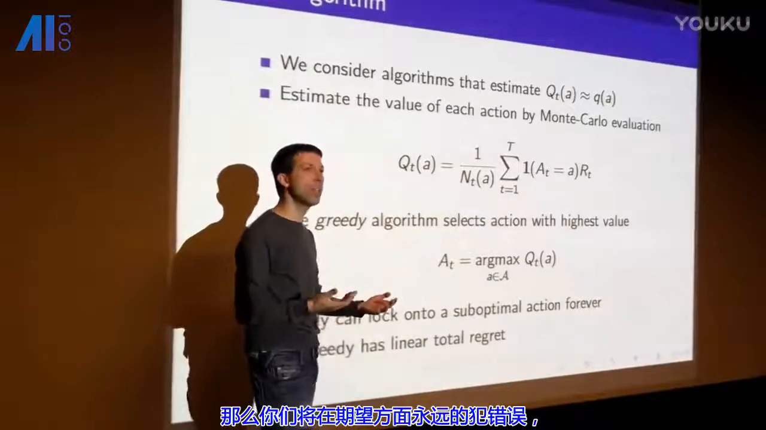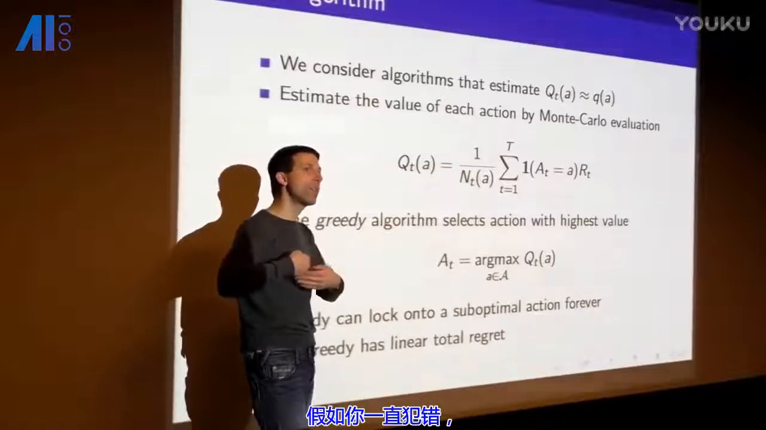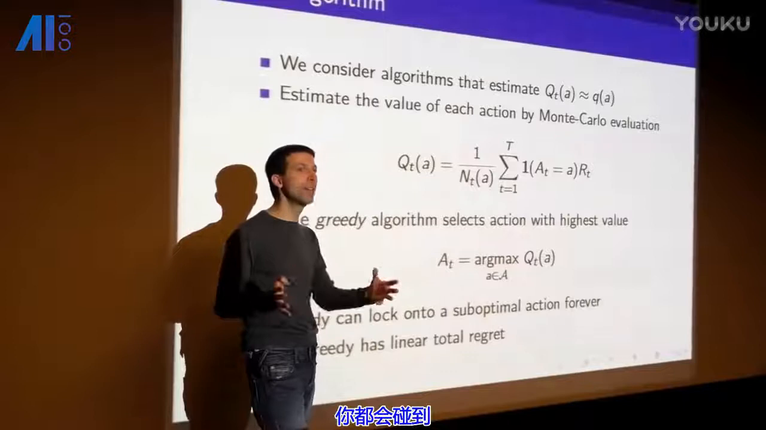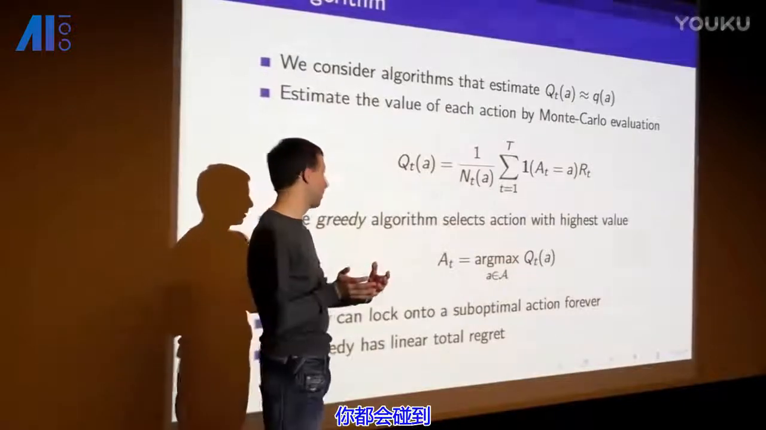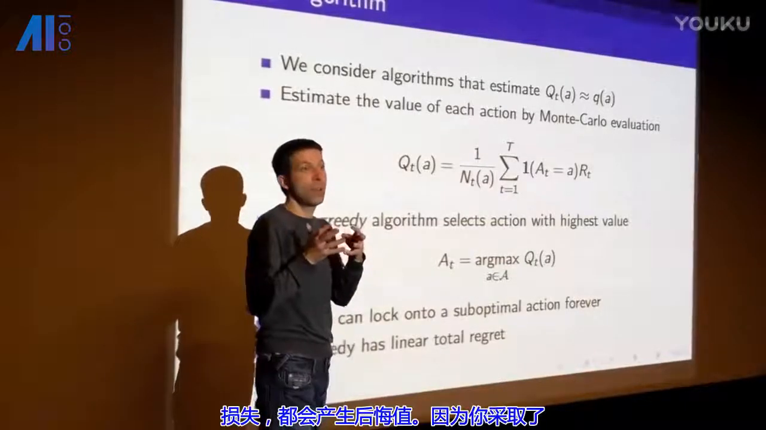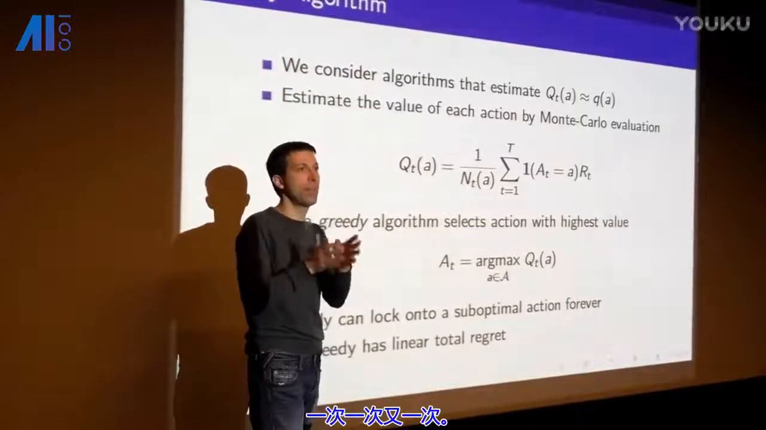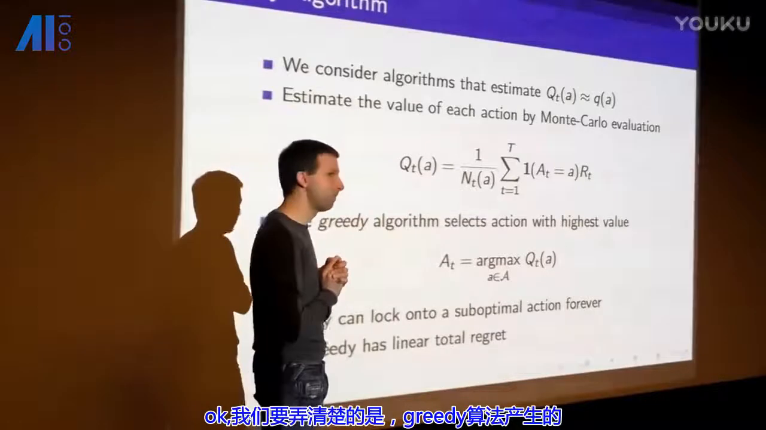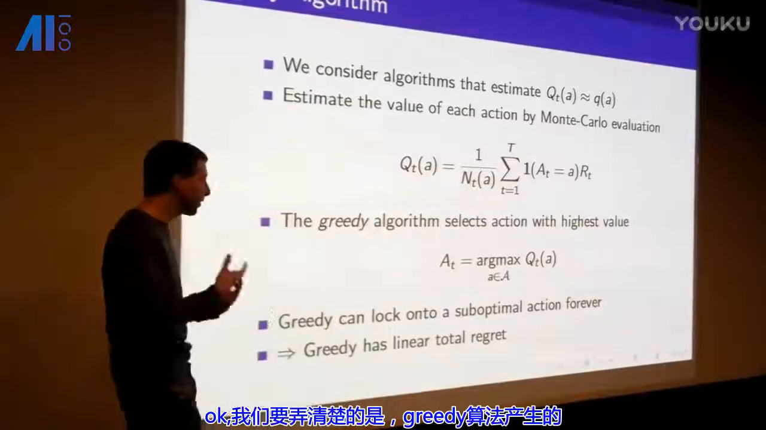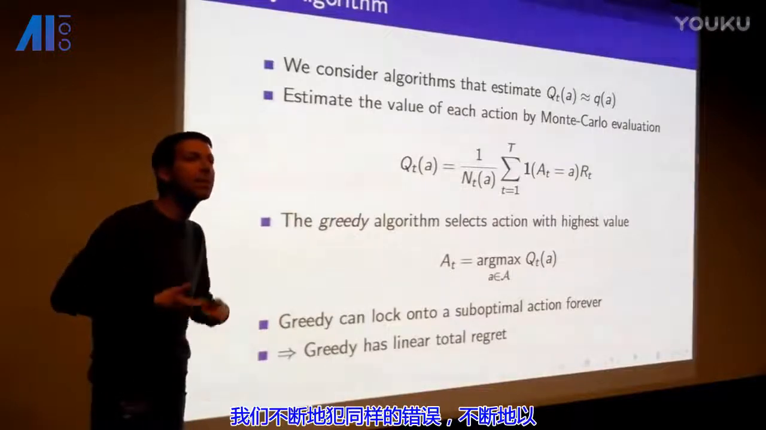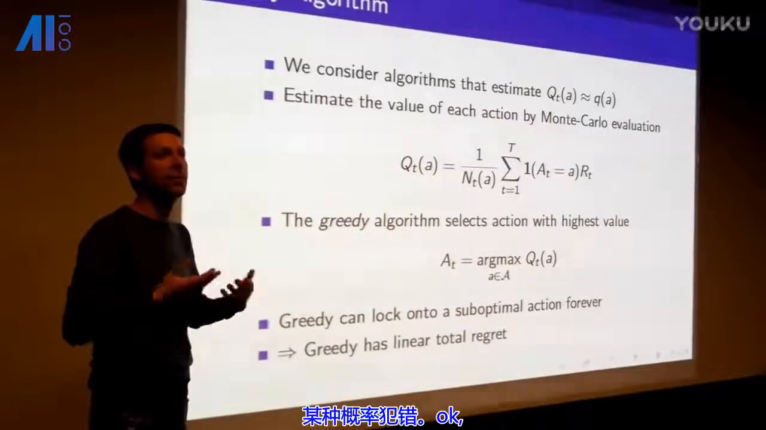But in expectation, you can do the wrong thing forever. If you can do the wrong thing forever, that means at every step, forever, you're going to incur the loss, the regret, for taking the wrong action. So you're going to get that gap again and again and again and again. Okay? So it should be clear that greedy has linear total regret. Like you're making the same mistakes repeatedly forever with some probability.